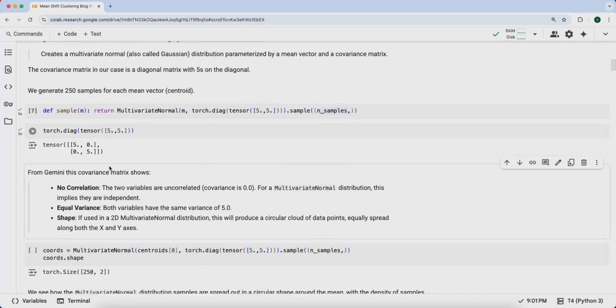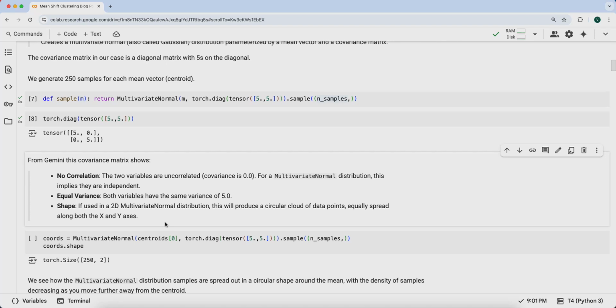So looking at this covariance matrix, I asked Gemini to explain what the main takeaway should be, and it gave me 3. First is no correlation. The 2 variables are uncorrelated. The covariance is 0 on the off diagonals. For a multivariate normal distribution, this implies they are independent. Both variables have the same variance of 5.0. And if used in a 2D multivariate normal distribution, this will produce a circular cloud of data points equally spread along both the x and y axes.